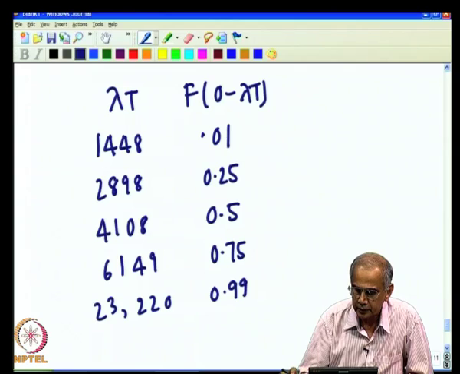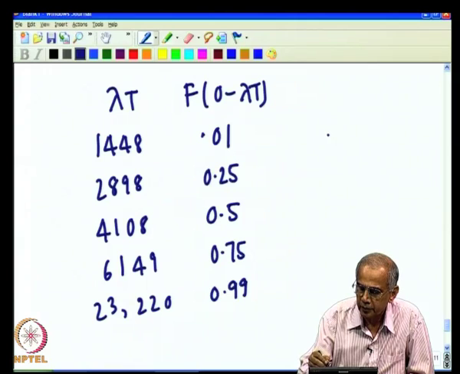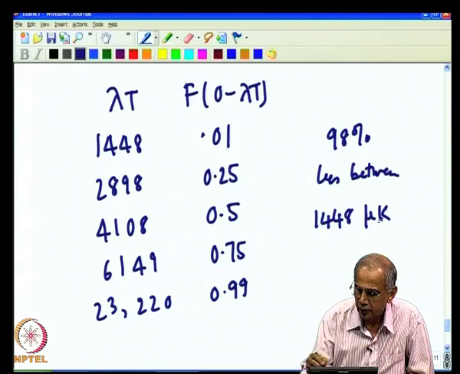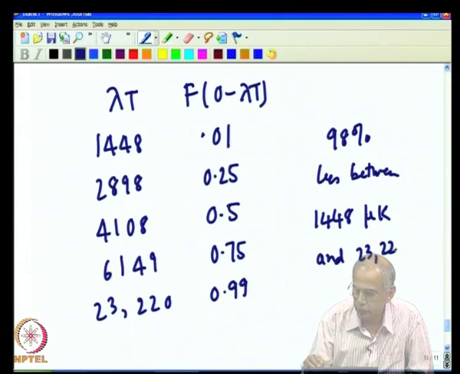What it means is that most of the radiation emitted by a black body, that is 98% of the radiation, lies between 1448 micron Kelvin and 23200 micron Kelvin.